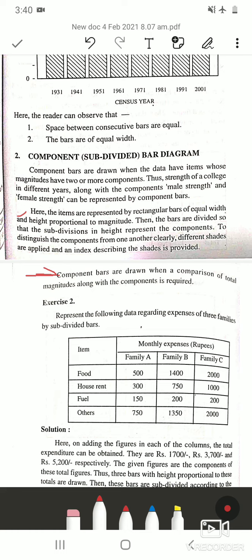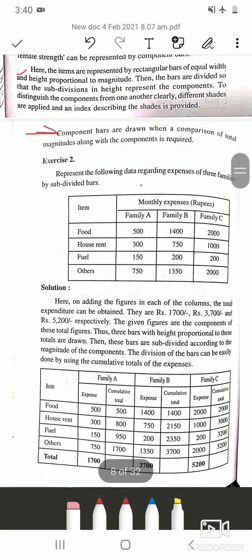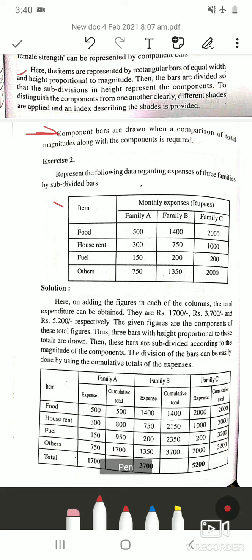So we will see with an example. So the question is, represent the following data regarding expenses of 3 families by subdivided bar diagram or component bar diagram. So here they have given items or the components, which is food, house rent, fuel and others. This is the monthly expenses in rupees for family A, B and C. So family A spends rupees 500 on food, 300 on house rent, 150 on fuel and 750 on others. Similarly, they have given the values for family B and C.